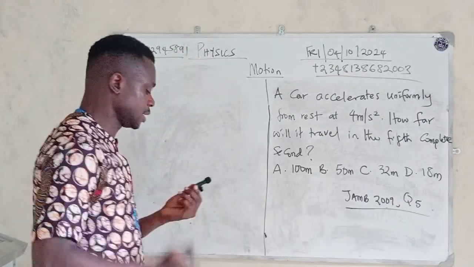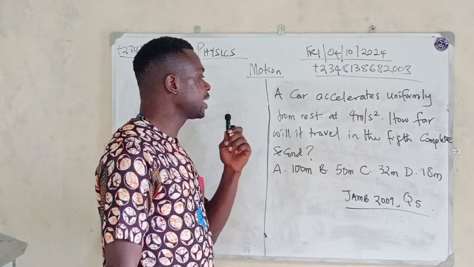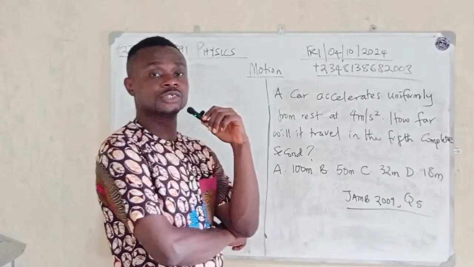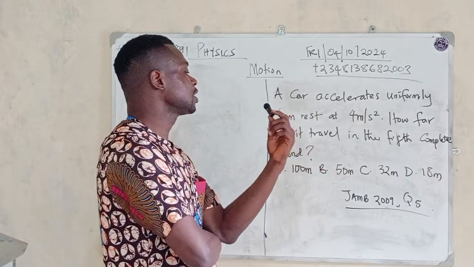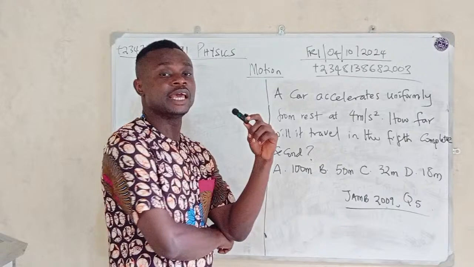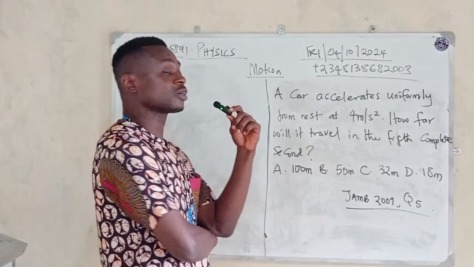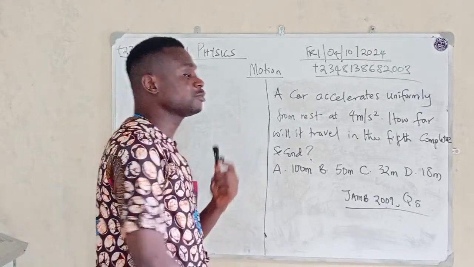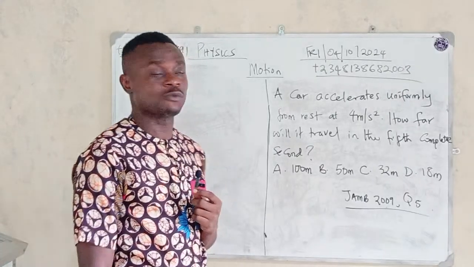Question says: a car accelerates uniformly from rest at 4 meters per second squared. How far will it travel in the fifth complete second? Option A 100 meters, option B 50 meters, option C 32 meters, D 18 meters. JAMB 2009 question 5.